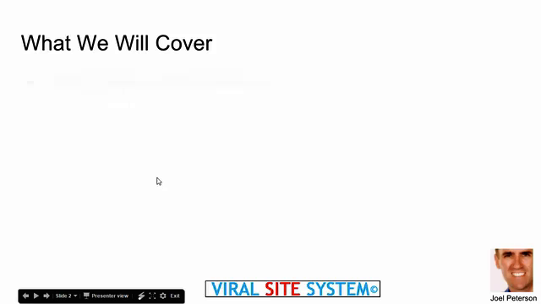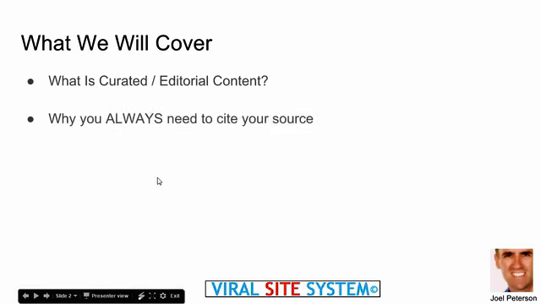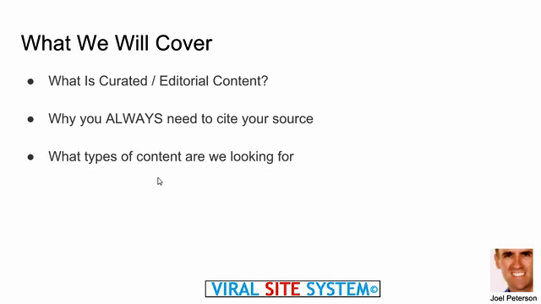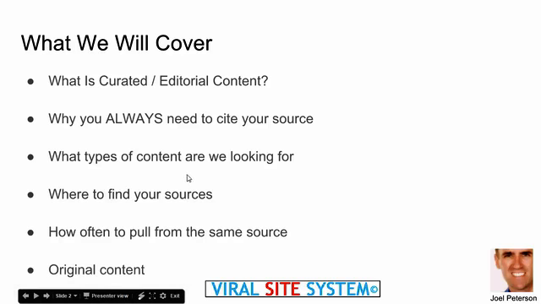So what we're going to cover is what is curated and editorial content, what is it exactly, why you always need to cite your source, what types of content we're looking for, because there's a specific type, where to find your sources, and how often to pull from the same source. And then I'm going to talk a little bit about original content.